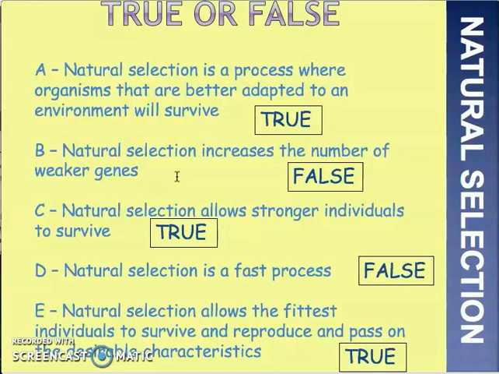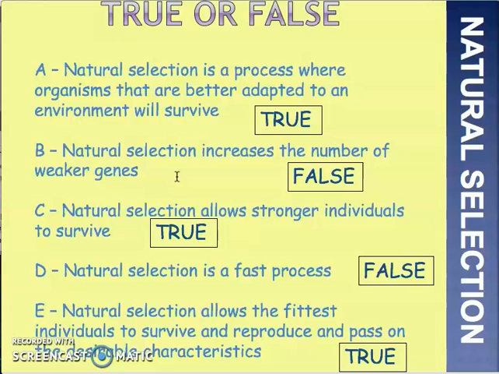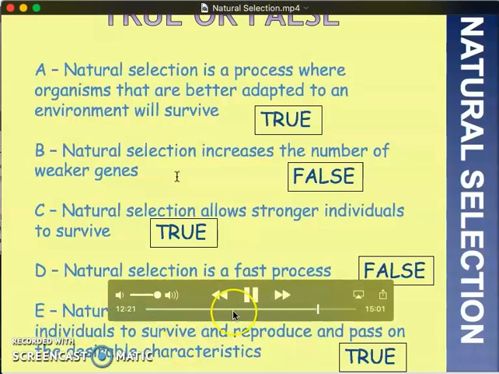Part C, natural selection allows stronger individuals to survive. That is true. And part D, natural selection is a fast process. This does not happen overnight. This can take many generations. So that is false. And part E, natural selection allows the fittest individuals to survive and reproduce and pass on the desirable characteristics. That is also true. Make sure you've marked those. Make sure any that you haven't got right, you have a read and have a think about again.